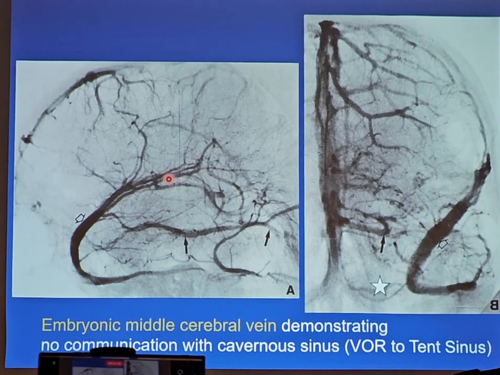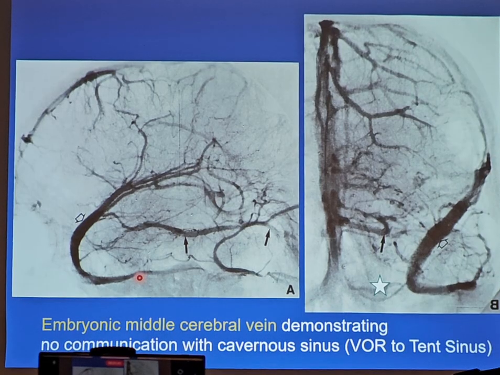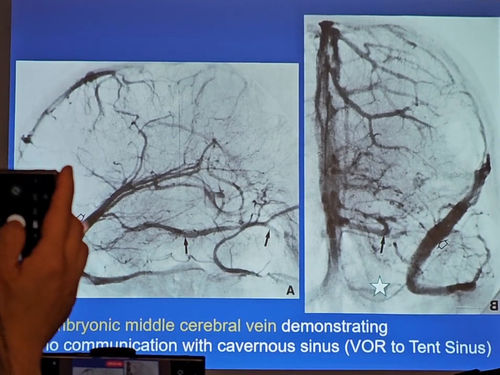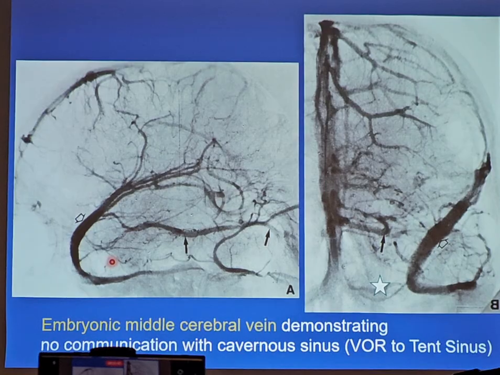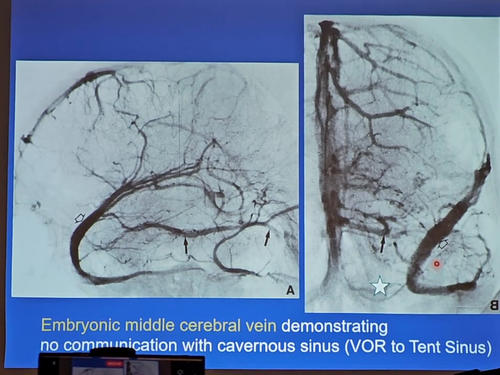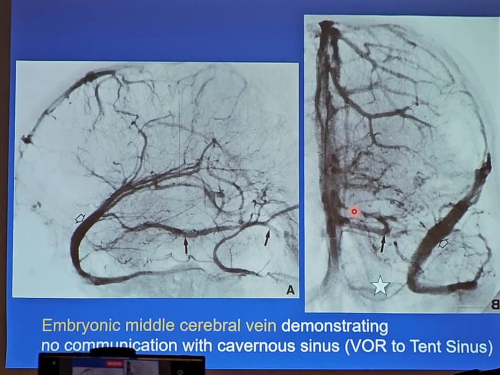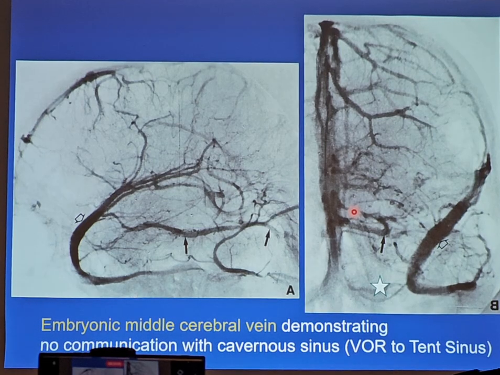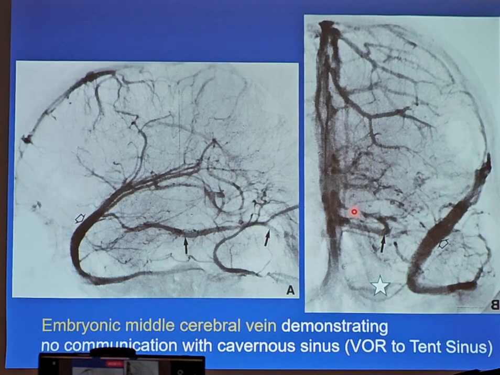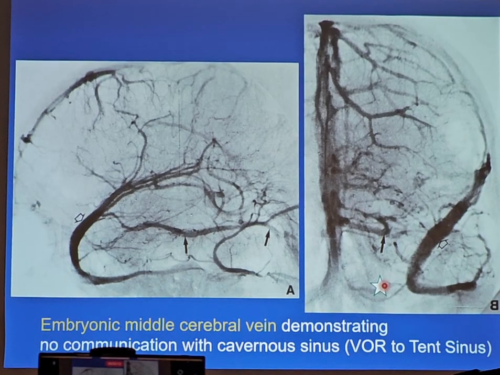And you can see this is a persistent embryonic vein that drains the sylvian region, perisylvian cortical region, and you would expect it to hook up to the cavernous sinus, but it doesn't. It drains out towards the transverse sinus region. There's also in the same patient the persistence of the tentorial sinus, as you can see. So all kinds of variations, but the bottom line is no communication between the cortical venous system and the cortical veins of the brain. There's an absence of cavernous capture.